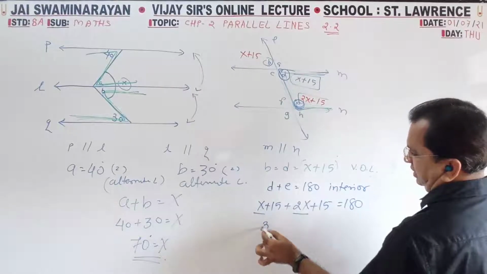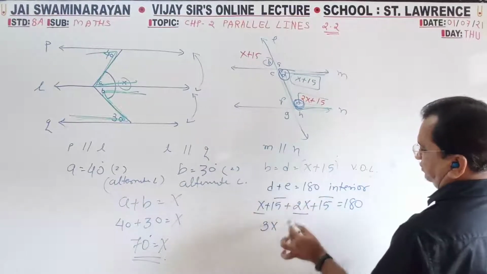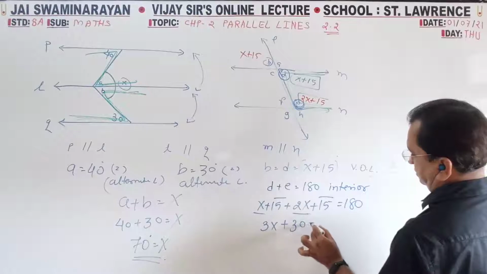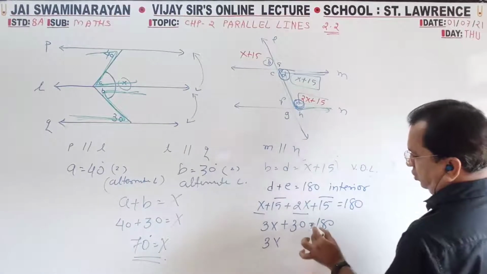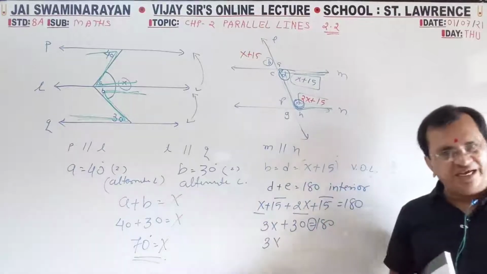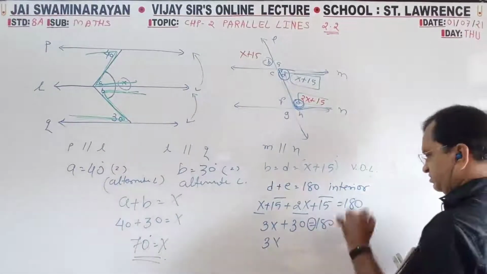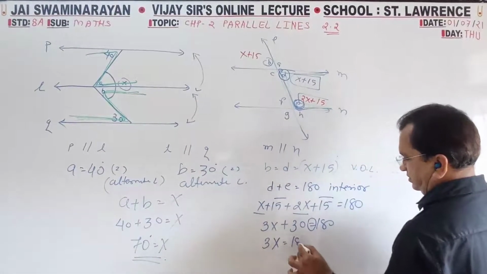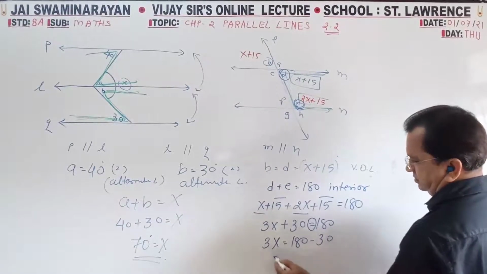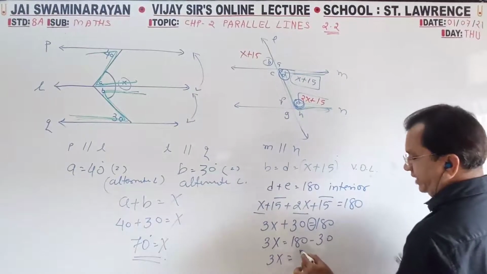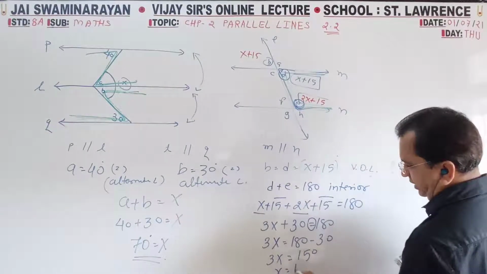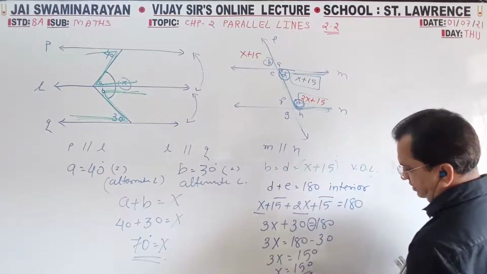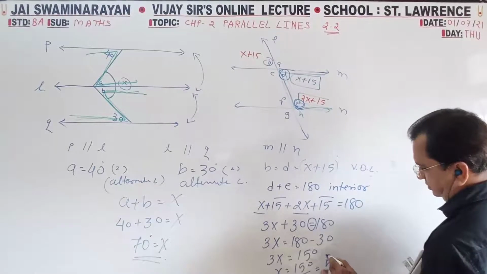2x plus 1x, 3x. 15 plus 15, 30. 30 jumps across the equal sign, and whenever you cross the equal sign you have to change sign. 180 minus 30 is 150. Now divide. X is equal to 150 divided by 3. So it is 50.